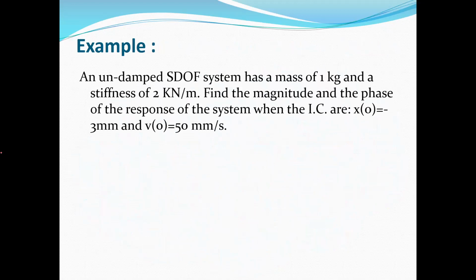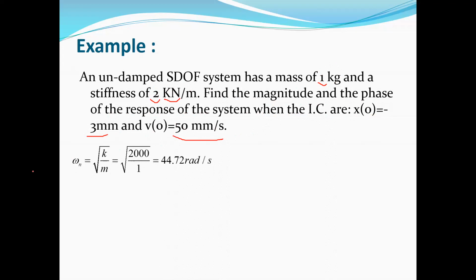Okay, with one example, here we have an undamped single degree of freedom system that has a mass of 1 kilogram, so m is equal to 1, and a stiffness of 2 kilonewton per meter. Here, this is kilonewton, pay attention to this one. When you want to substitute into your equation, it's equal to 2000 newton per meter. I mean, it should be converted into newton per meter, and the mass must be in kilogram form. Find the magnitude and the phase of the response of the system when the initial displacement is -3 millimeter and the initial velocity is 50 millimeter per second.